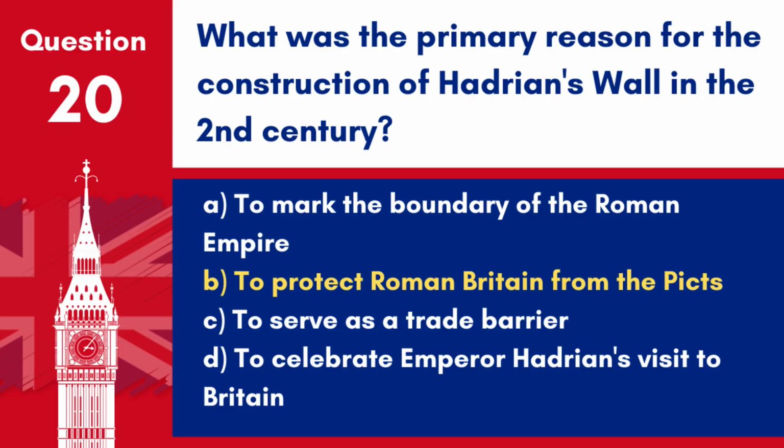Answer: B. To protect Roman Britain from the Picts. Hadrian's Wall was primarily constructed in the 2nd century to protect Roman Britain from the Picts and other groups from what is now Scotland, serving as a northern boundary and defensive fortification for the Roman Empire in Britain.